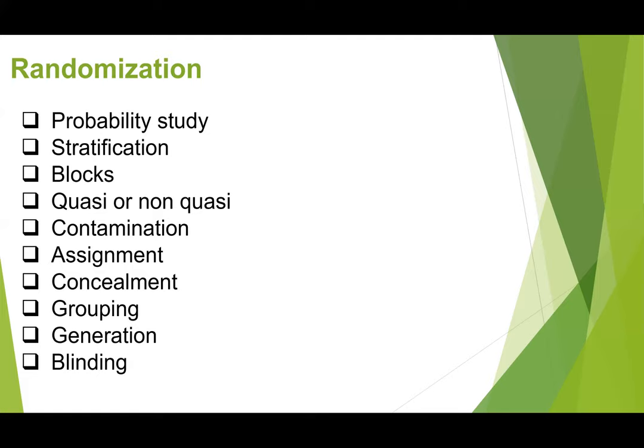Now, randomization, and we have just a question about one arm or two arm. Okay, so when we do randomization, we do it only for a probability study, a study that is experimental, a study that is interventional. And the way we do the sampling should be mentioned. So is it randomization or is it stratification?